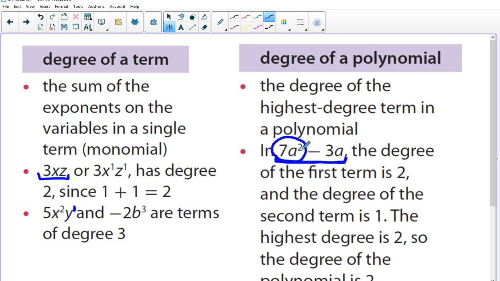Okay, so here the exponent is a 2, so this term is degree 2. This term, it's a to the 1, so this is degree 1. What you're looking for is the highest degree. Because this is a 2 and this is a 1, we go with the 2. So this expression altogether is degree 2.